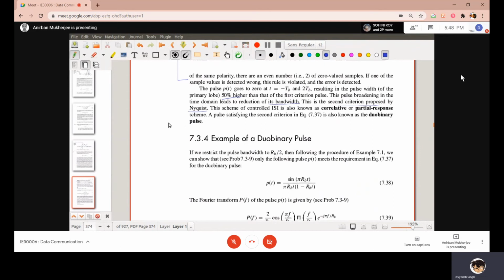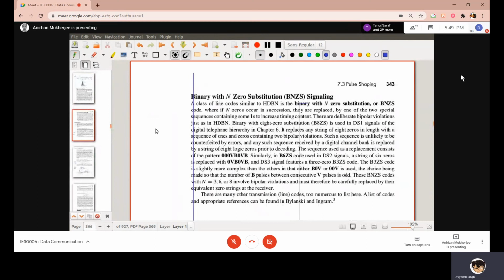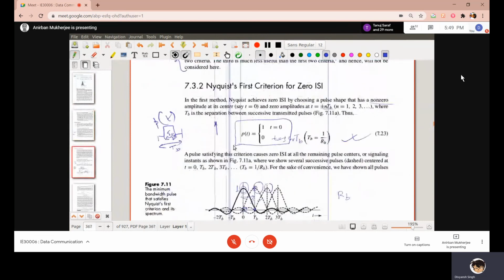That means Nyquist has 2 criteria. Please try to understand. These 2 criteria are for limiting ISI. The first criteria is that I have to choose the Nyquist pulse for zero ISI by choosing a pulse shape that has a non-zero amplitude at its center and zero amplitude at t equal to plus minus nTB. Okay, this was the first criteria.